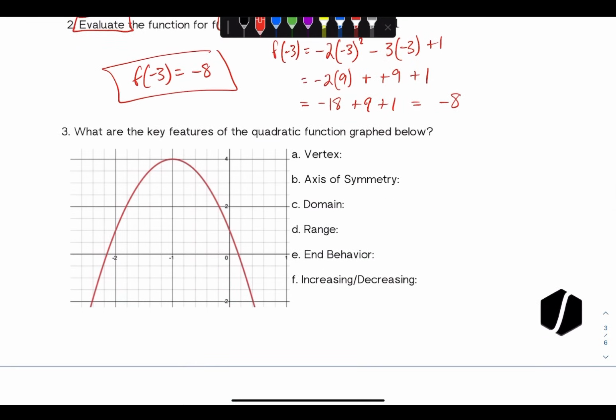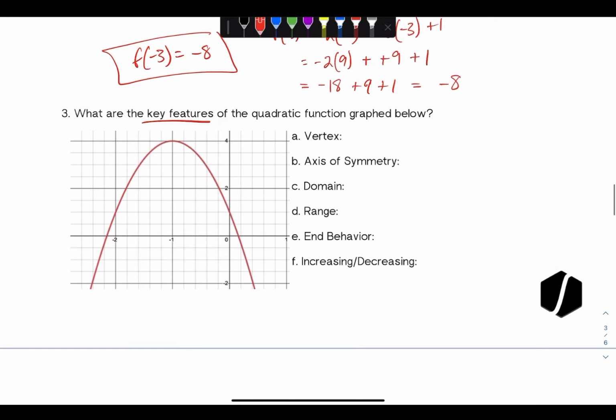All right, key features. What are the key features of the quadratic function graph below? So let's see, they want the vertex. So the vertex is the highest or the lowest point on a parabola, basically where it turns. So we've got a vertex up here. This would be a maximum, and it looks like it's at negative 1, 4. So our axis of symmetry comes right from the value of h, which is the x-coordinate of the vertex. And so we have x equals negative 1.